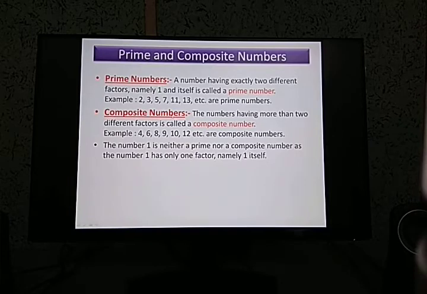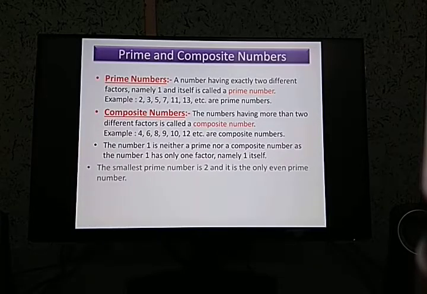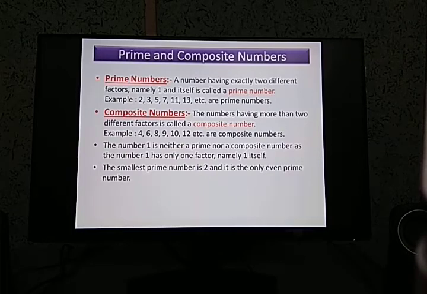And regarding the composite numbers, the definition also doesn't fit with this, because it should have more than two different factors. So the number 1 is neither a prime nor a composite, because it has only one factor, that is 1 itself. Now next, the smallest prime number is 2, and it is the only even prime number. Yes, if you are asked which is the smallest prime number, that is 2. And one interesting fact is that this 2 is the only prime number which is even. The rest of all the prime numbers are odd.